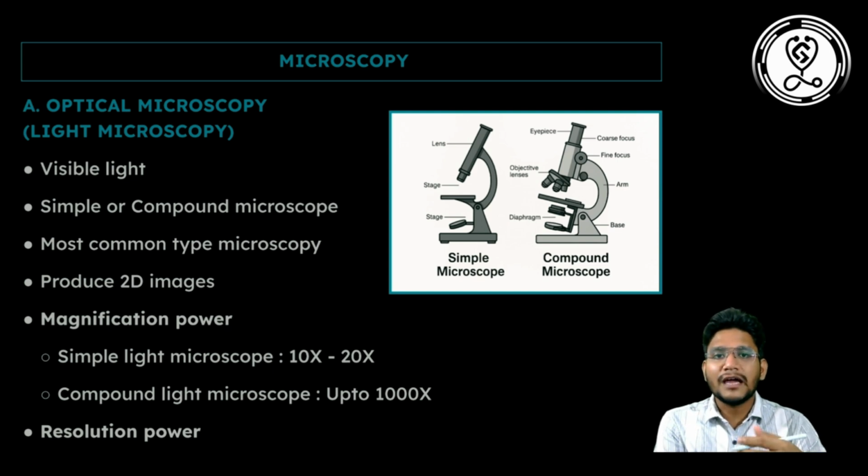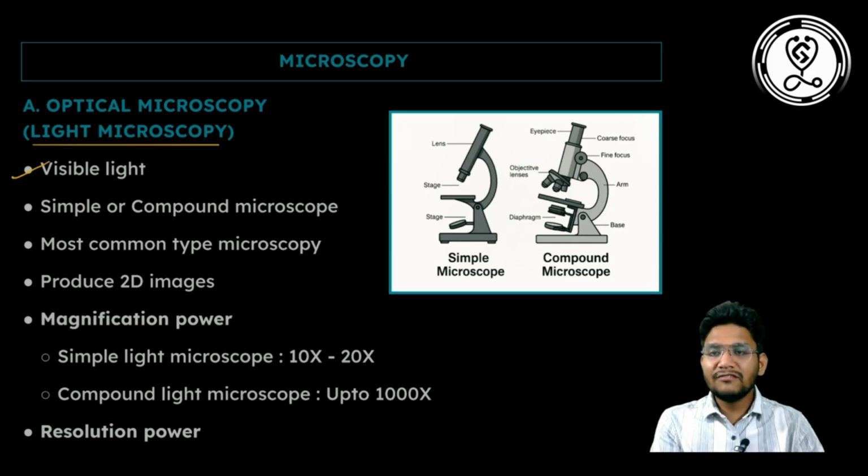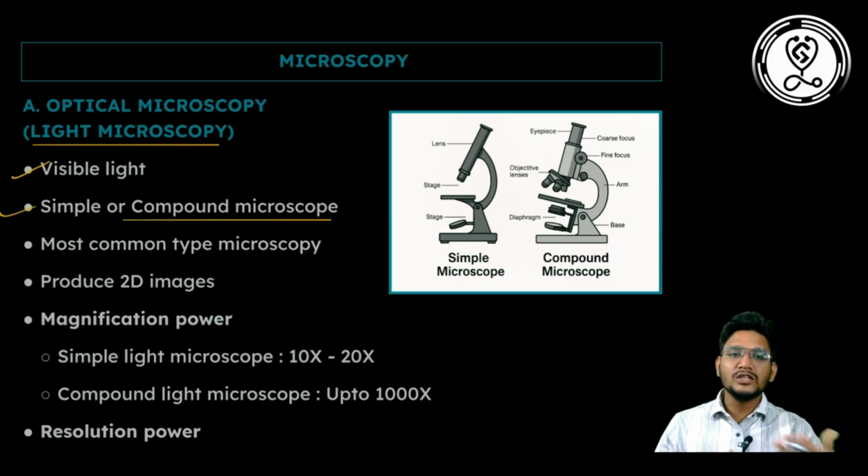So we have our first microscopy, that is optical microscopy, and this microscopy is also known as light microscopy because we are using visible light here to create the image of an object. And this visible light may be either from a natural source or it may be from an artificial source. Okay. And here we can use a simple or compound microscope. So any of these two microscopes can be used to perform this light microscopy.